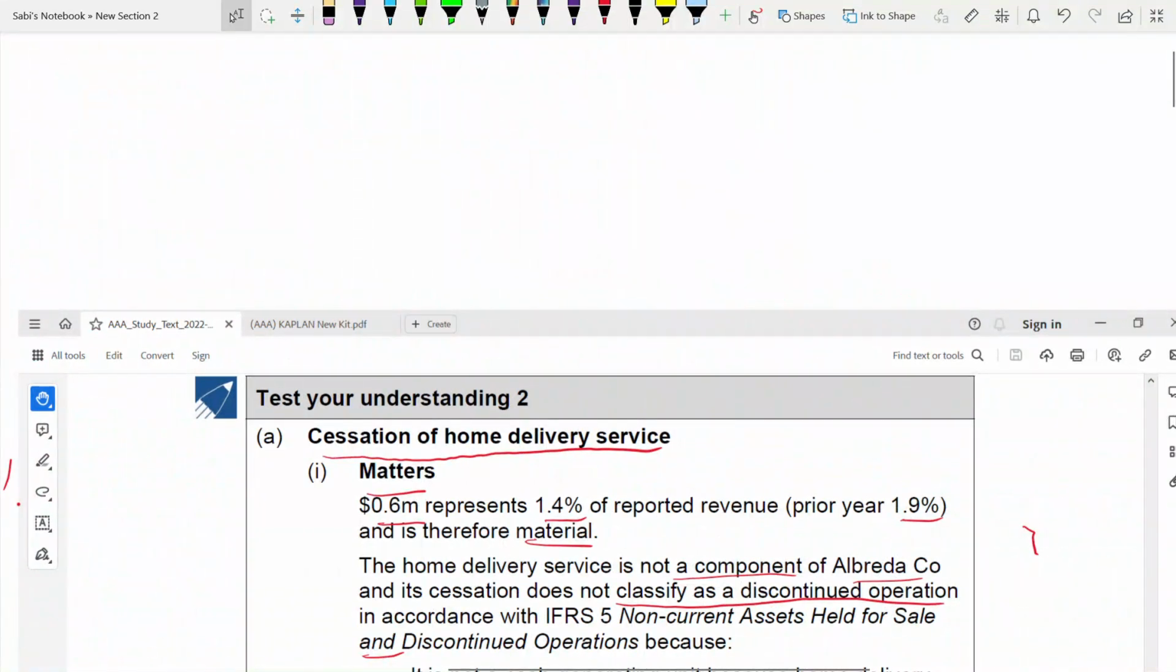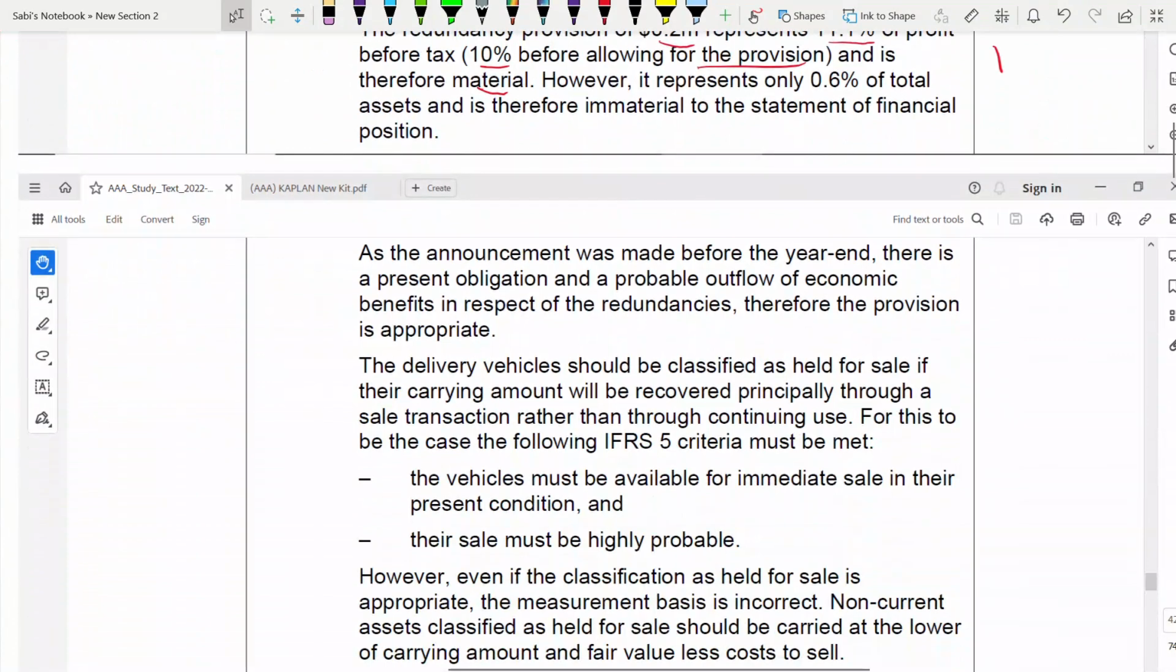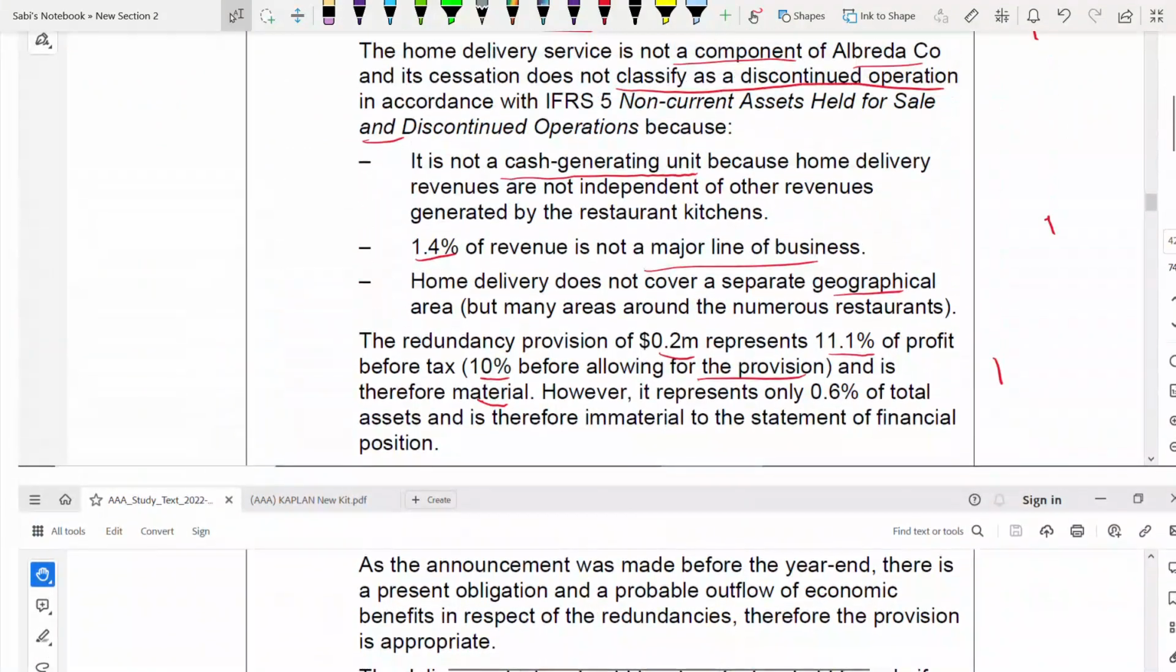Okay. So even before adjusting for provision, it is material. 10% is material. Okay. If you take this in terms of total assets, the provision is 0.6% only. So it's immaterial to the statement of financial position. Okay. So this is about the redundancy provision.